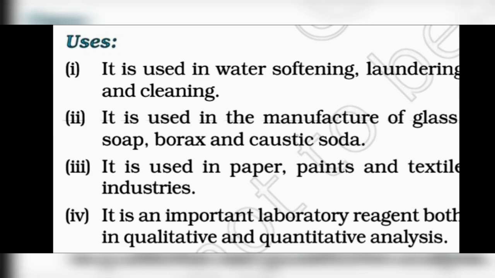Now we'll discuss the uses of sodium carbonate. It is used in water softening and laundering and cleaning. Laundering means cleaning purposes, washing, all those things. Then it is used as baking washing soda. Then it is used in the manufacture of glass, soap, borax, and caustic soda. It is used in paper, paints, and textile industries. It is an important laboratory reagent both in qualitative and quantitative analysis. So these are some of the uses of sodium carbonate.